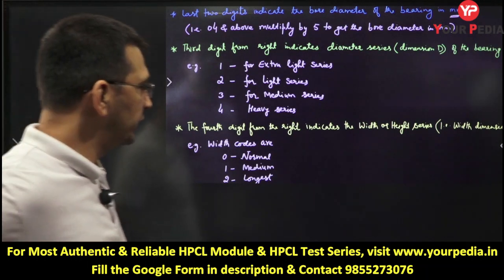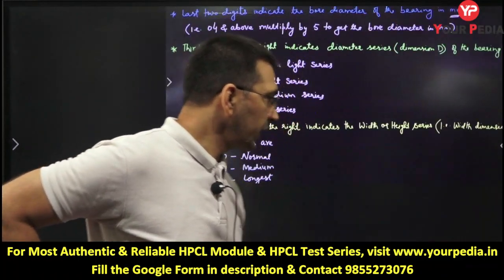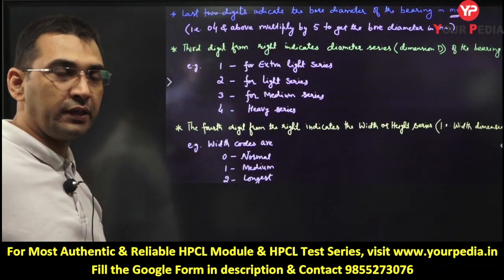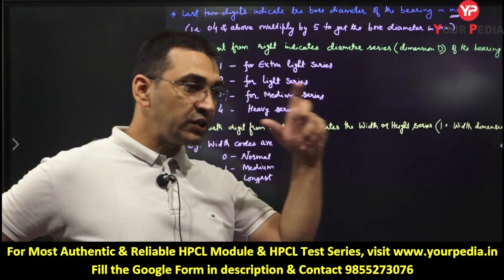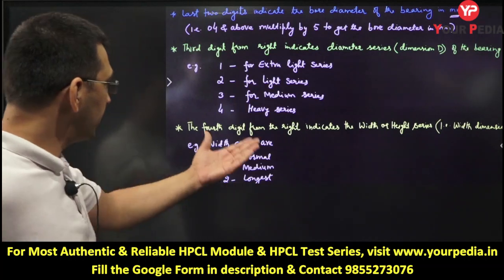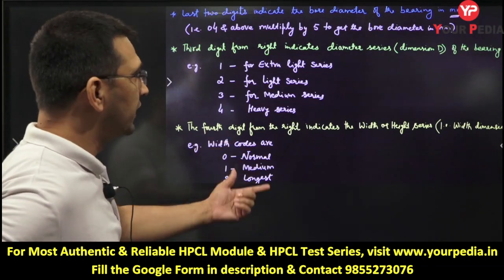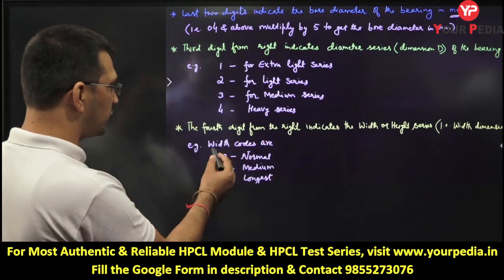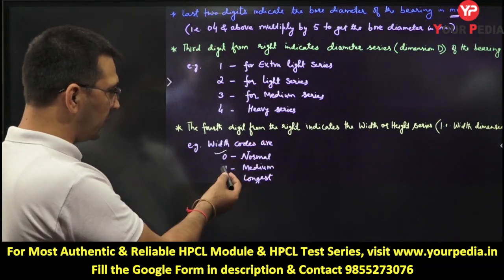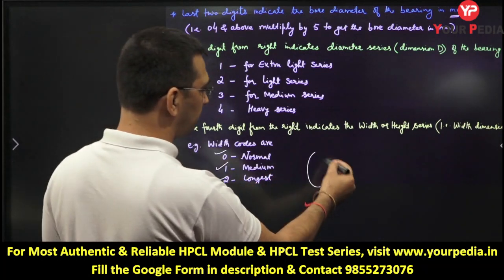Let's come to the fourth digit from the right side. The fourth digit is the width. Again, for the width we are doing the same thing: we are not mentioning the exact dimension of the width, rather we are giving the interpretation in terms of normal, medium or longest. If it is 0, we say it is normal. If it is 1, medium; 2, longest.